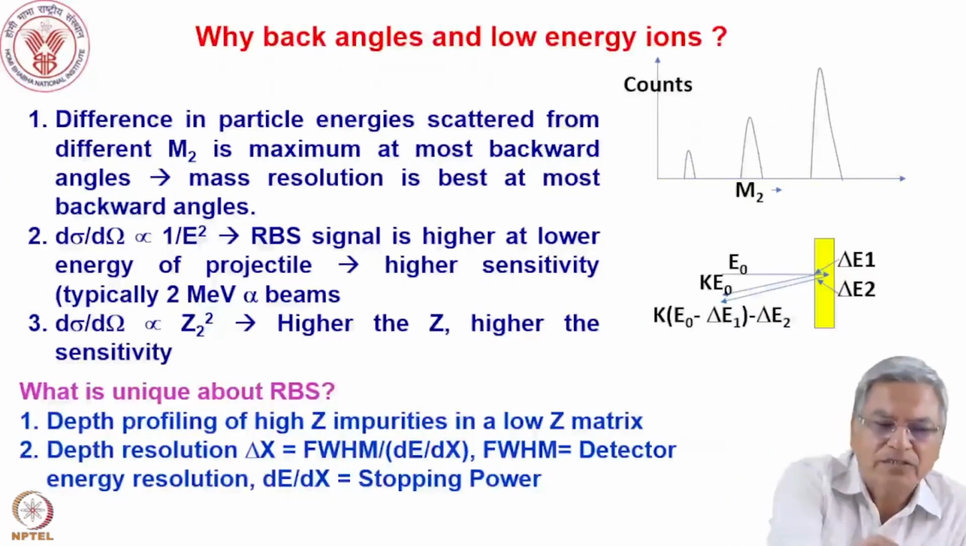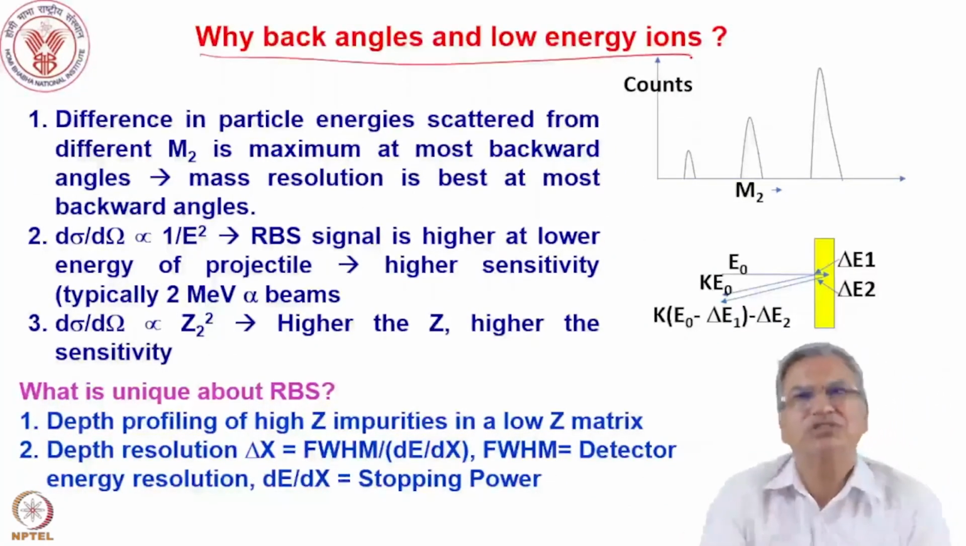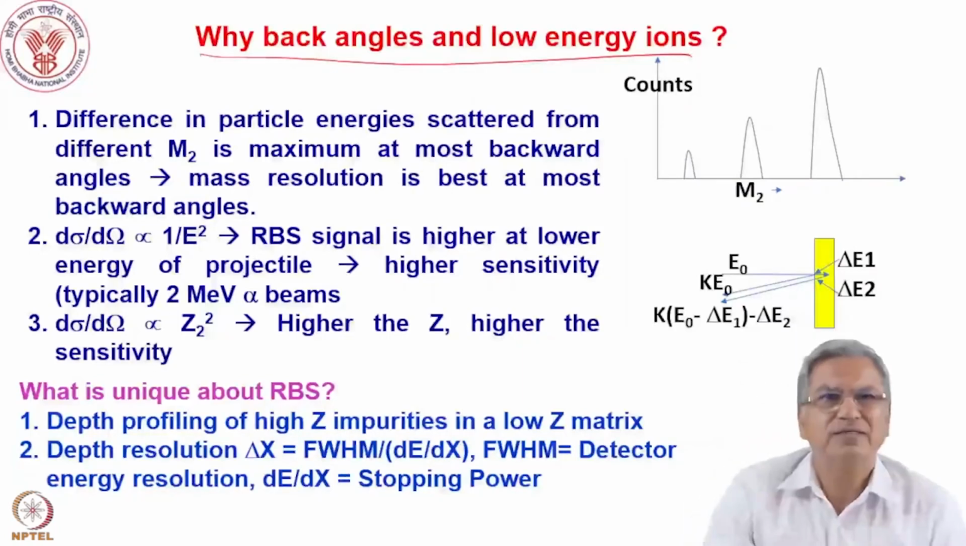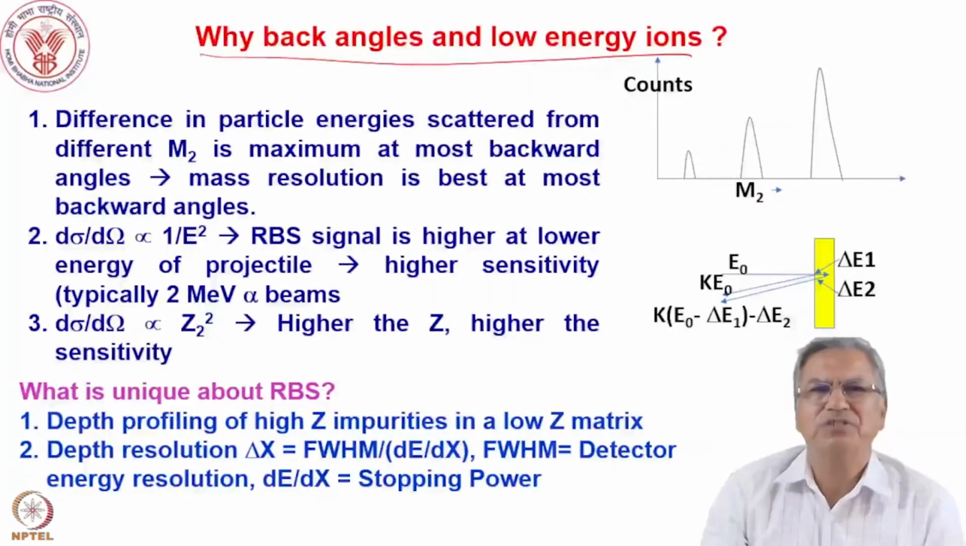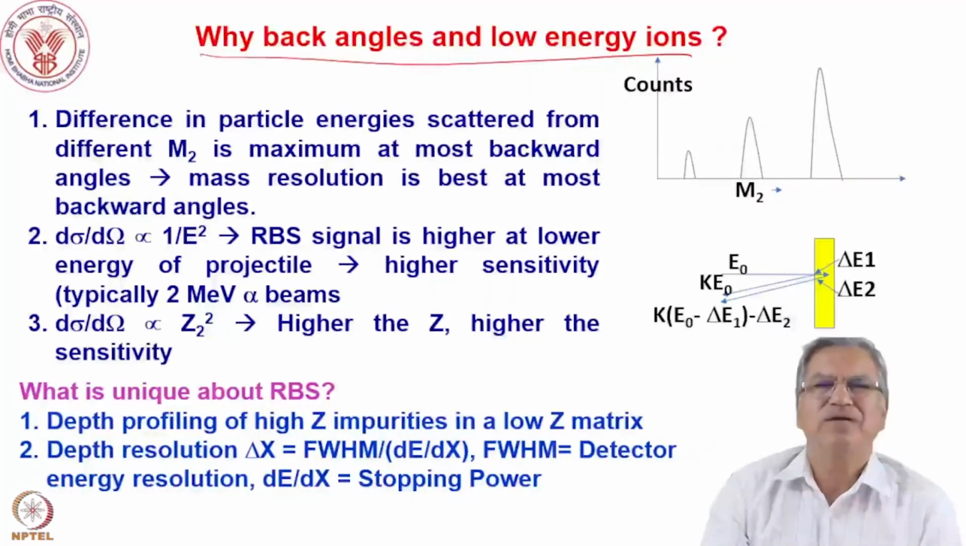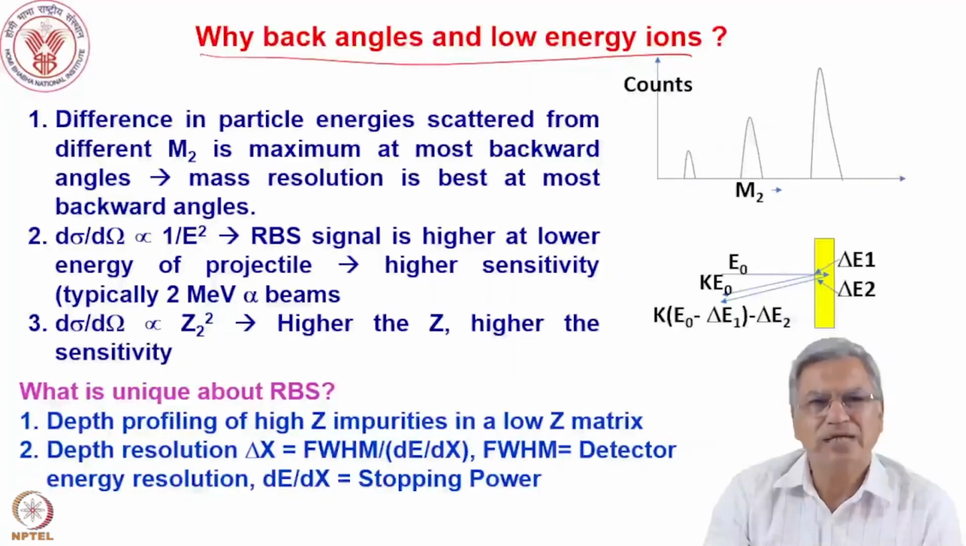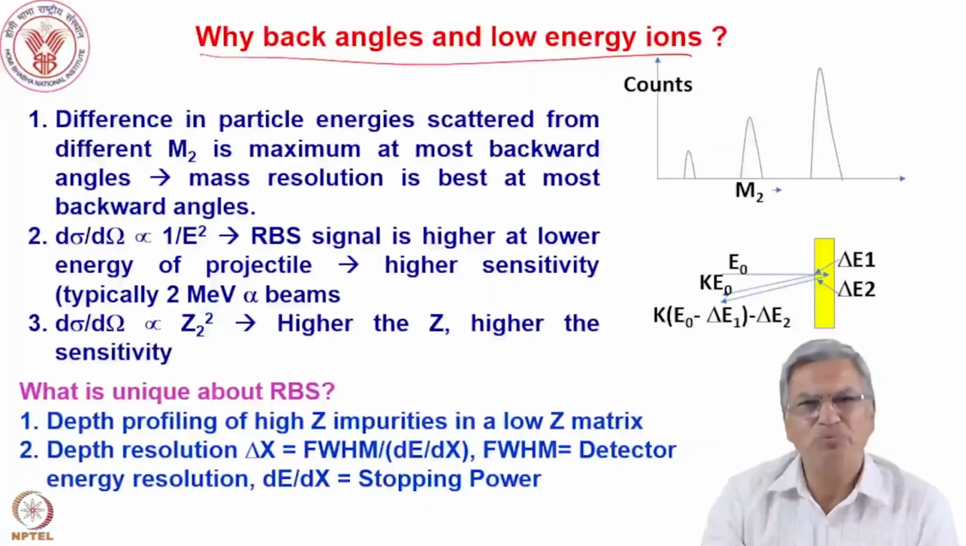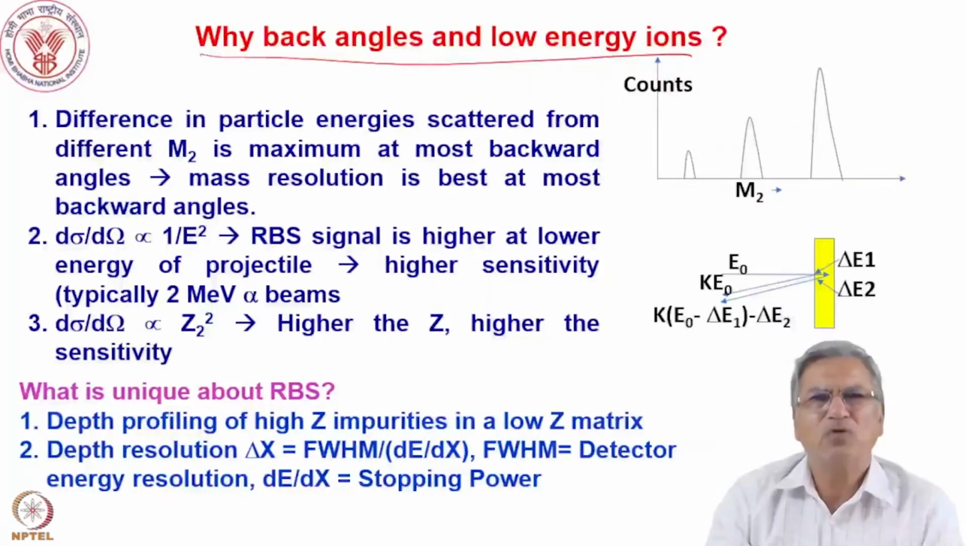Now let us ask the question, why back angles? In fact, RBS is done with low energy ions. The energy of the projectile is low because we do not want to introduce any nuclear reaction. So it is simply Coulomb scattering, and you need to be below the Coulomb barrier. So there are no complications because of nuclear reaction with the target. It's pure Coulombic scattering, so the energy of the projectile will be kept quite low.